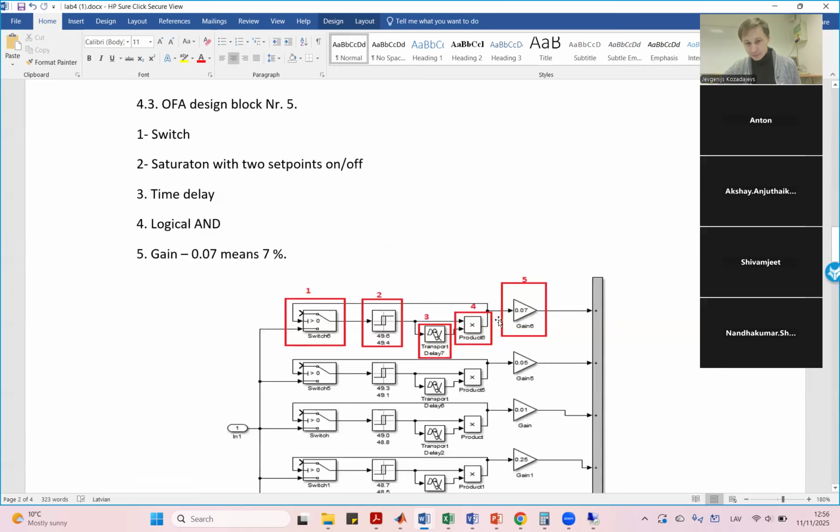What else? Delay. Everything, this is the switch, this is what we disconnect, this is the set point. Everything is very much the same. Yeah, this is the end block.